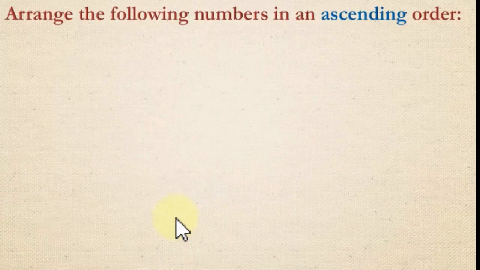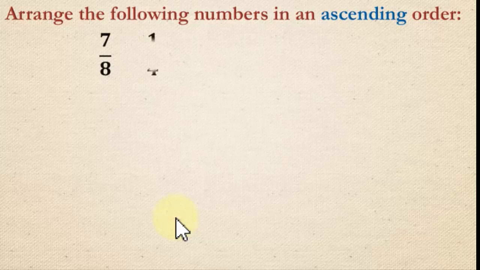Arrange the following numbers in ascending order from the least to the greatest. The first fraction is 7 over 8. The second one is 1 over 4. The third one is 1 as a whole number. And 3 over 5. How can we arrange these fractions?